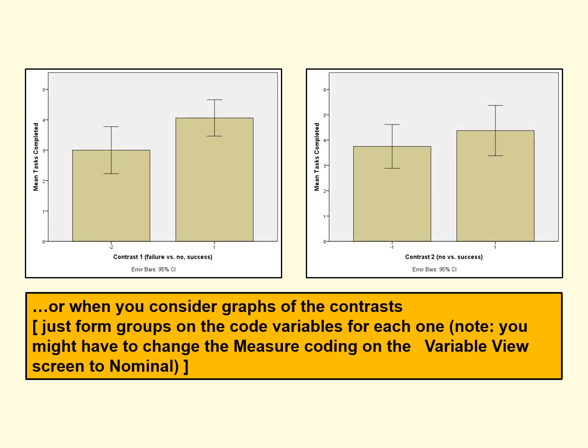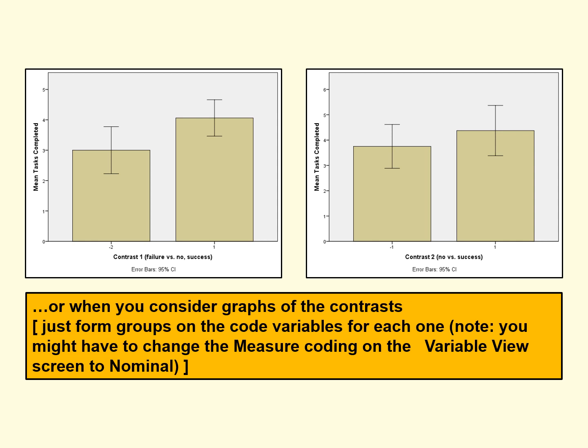You can actually see this more clearly if you create graphs for the contrasts, and this actually isn't very hard to do. All you need to do is enter those contrast coding variables as the variable on the x-axis when you make the bar graphs in SPSS's chart editor. Note, you might have to change the coding on the variable view from scale, which might be the default, to nominal, so that SPSS treats that -2 and 1 and that -1 and 1 as if they're groups, which they are.